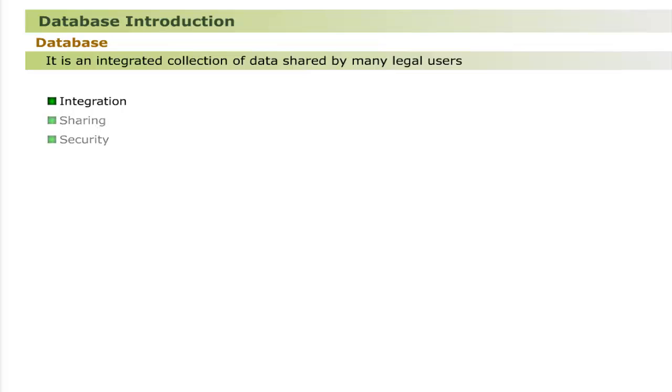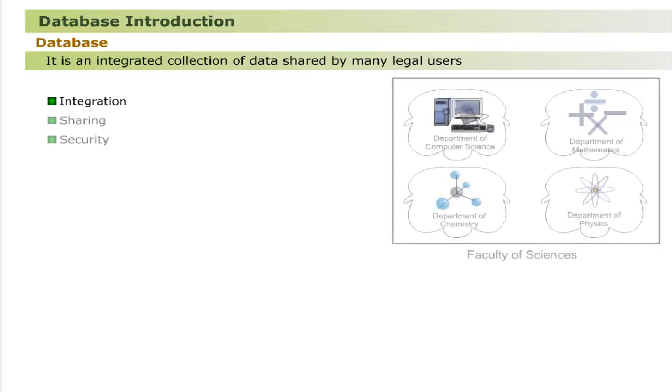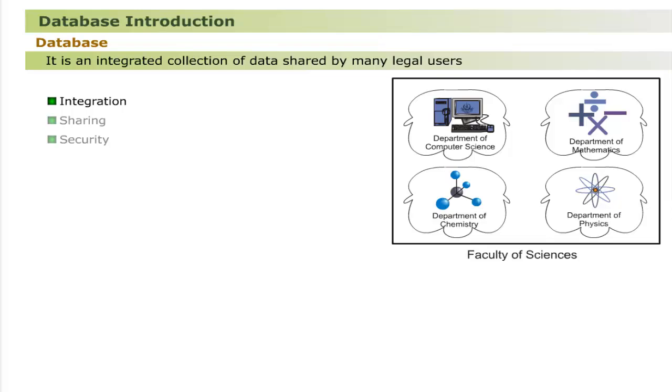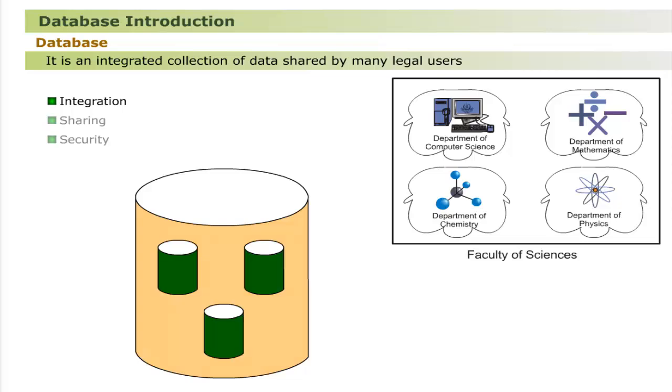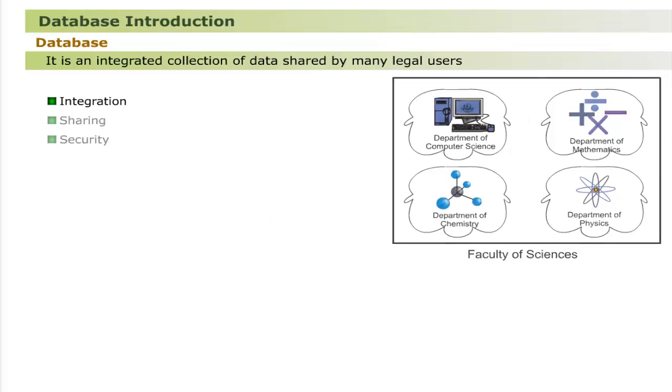Integration. Every system in the real world is found in the integrated form, such as a faculty in university is the integration of many related departments. Each one is easy to administer and manage. The database is also like a system, which is not simply a large collection of data in a single reservoir, but rather the integration of many organized units.